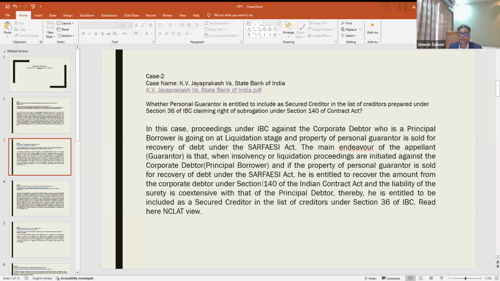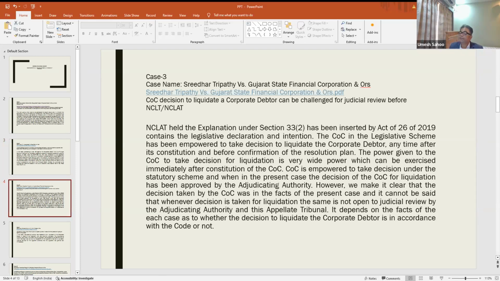What does Section 140 of the Contract Act say? It says that he can recover, no issue, and the liability of the surety is co-extensive with the principal debtor. Thereby, he is entitled to be included as a secured creditor in the list, but the NCLT and NCLAT view is that as a secured creditor, he cannot claim. He can claim as a creditor of the corporate debtor, and as a creditor he has to be included in the list of the RP's claims.